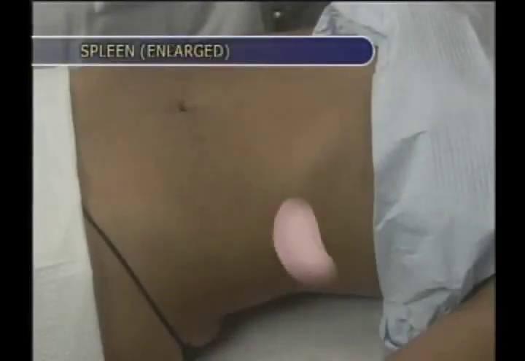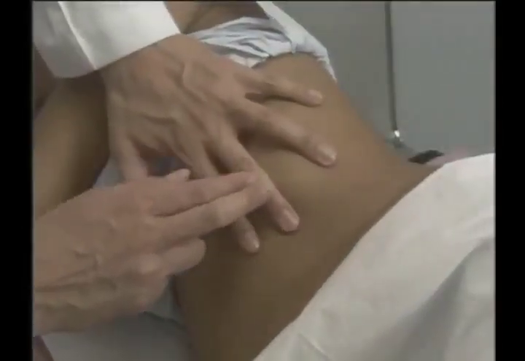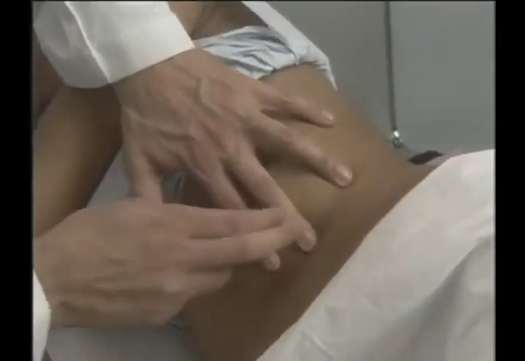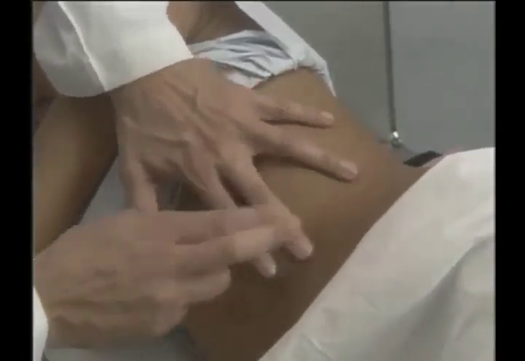When the spleen is enlarged, tympany often changes to dullness. Dullness is a positive sign. It may be falsely positive, but its presence means you should perform careful palpation.